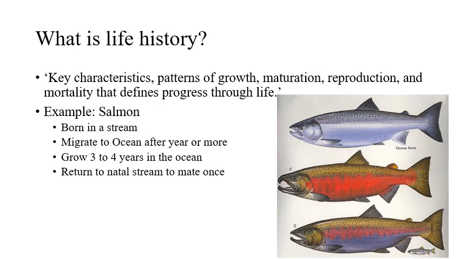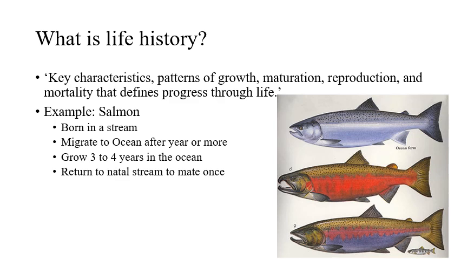So I want to start out by talking about what is life history. The definition of life history is the key characteristics, patterns of growth, maturation, reproduction, and mortality that define progress through life. It's basically what an organism does, how it does it, and how its life progresses. Usually it's divided into a juvenile stage, adult stage, adolescent phase, geriatric phase, and so on. And you tell the story of how the organism is and what it does.